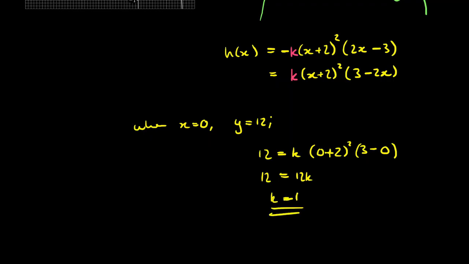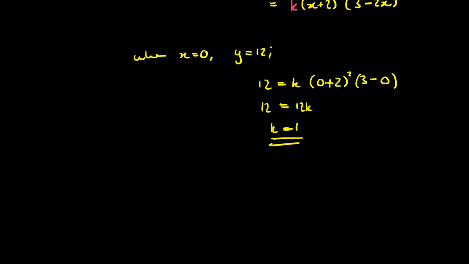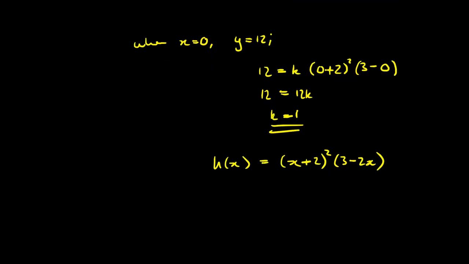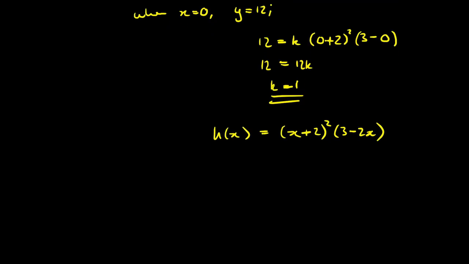So I can actually say that the h of x is just x plus 2 squared, bracket 3 minus 2x. That last step there, you just need to be a little bit careful, right? Because the question could just be a tiny bit different, and it means that you could so easily ignore that last step. But it's important that you recognize that.